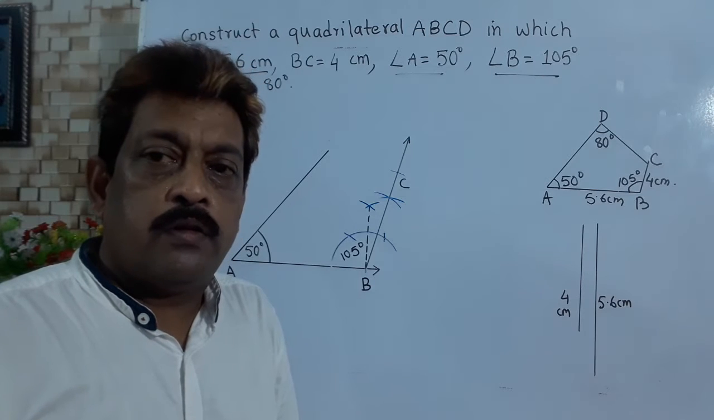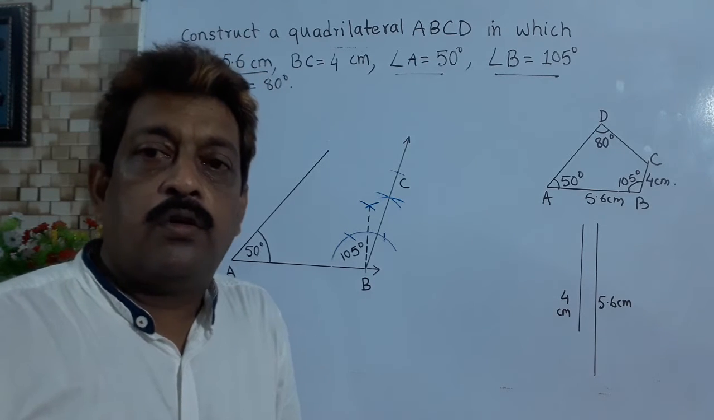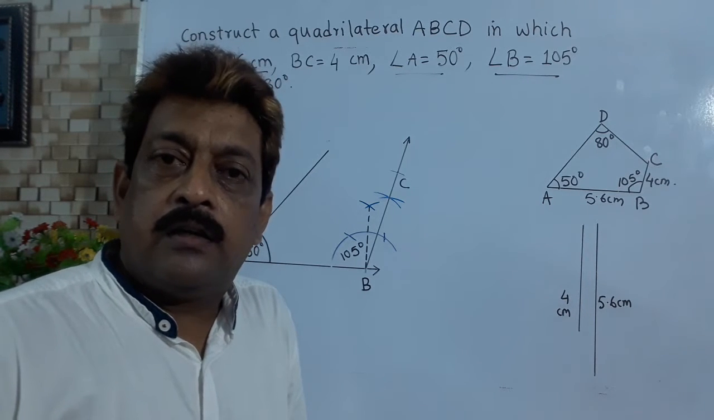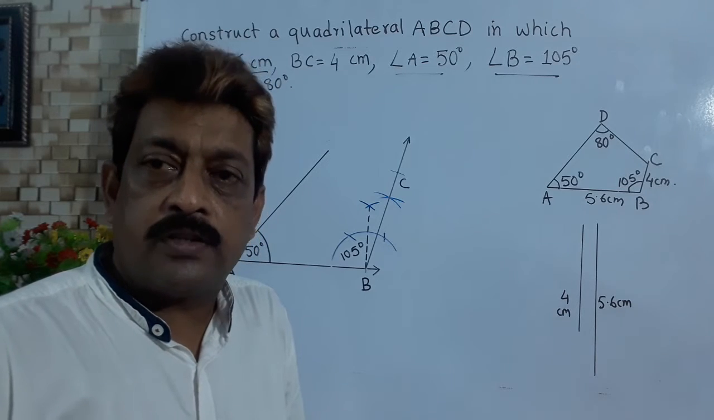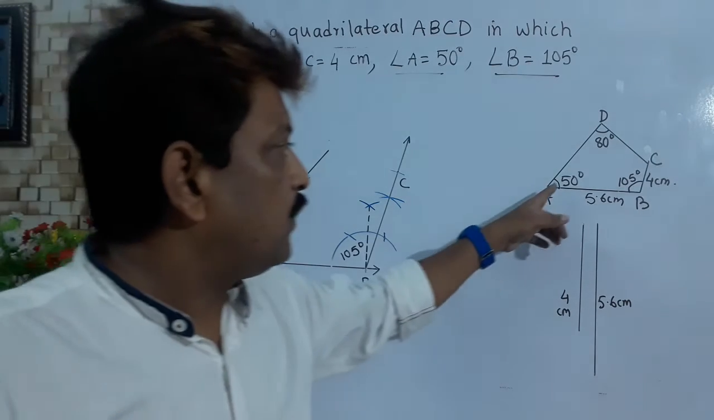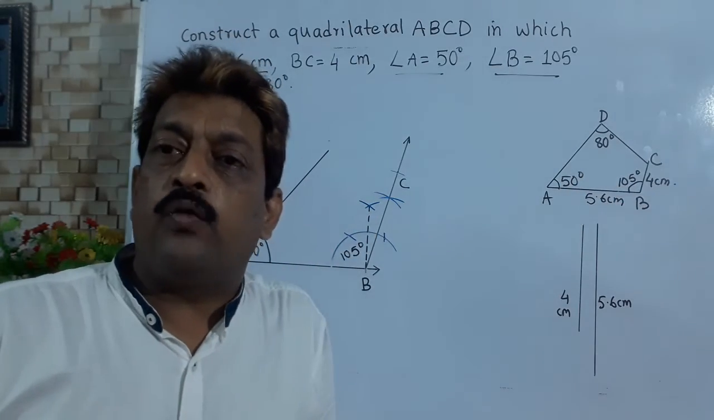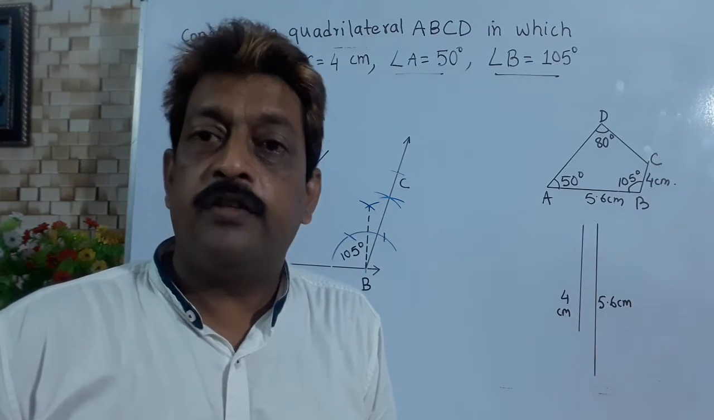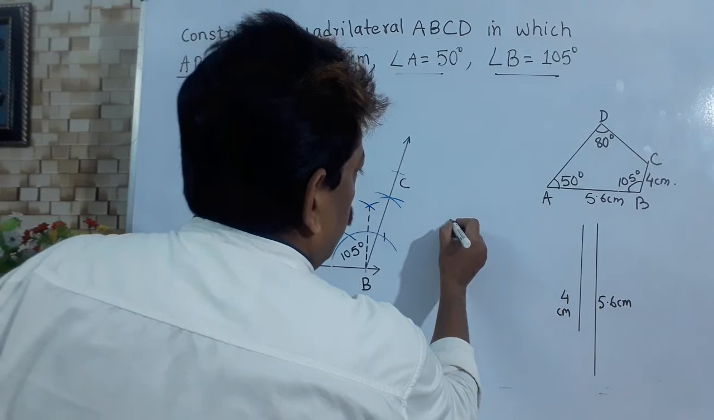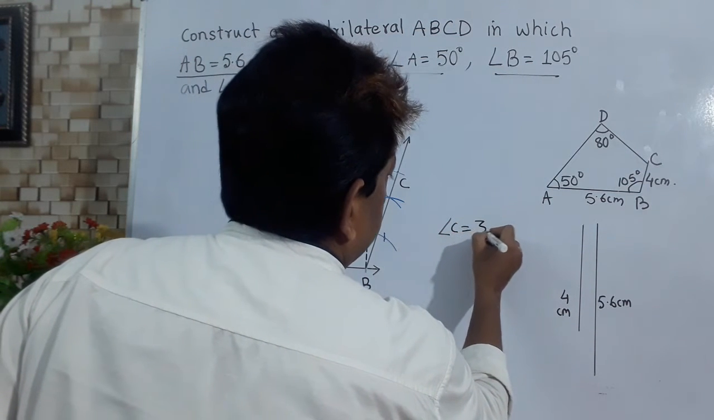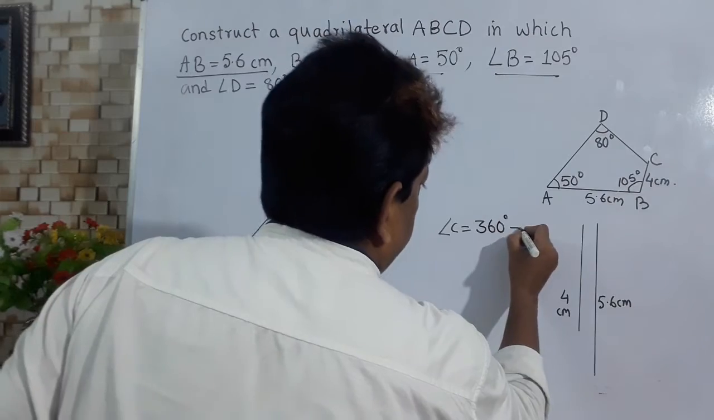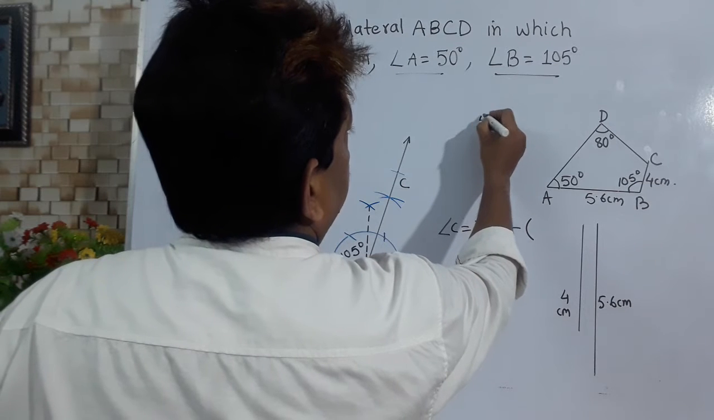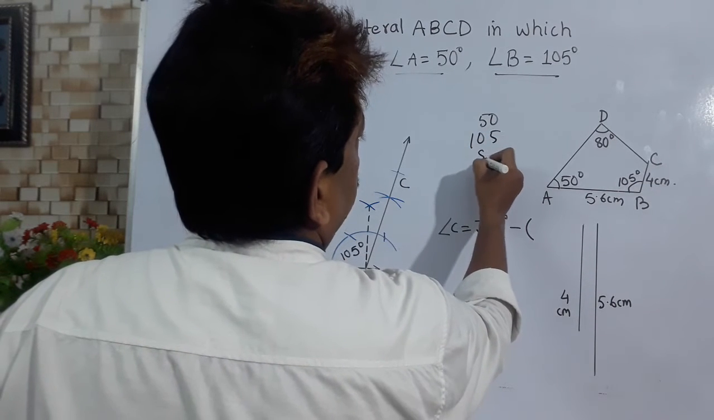Now think of the property of quadrilateral, where we have learned that the sum of all angles of a quadrilateral is 360 degrees. So since we know all the 3 angles, we can easily calculate the 4th angle, that is angle C, by using this angle sum property of quadrilateral. So therefore, what is angle C? Angle C will be 360 degrees minus the sum of all these 3 angles. So the sum of all these 3 angles, that is 50 degrees plus 105 degrees plus 80 degrees.